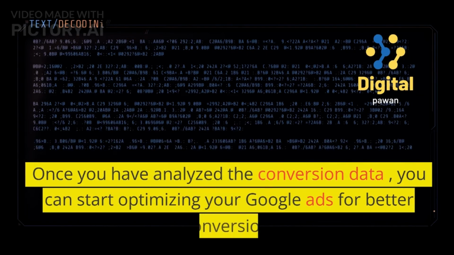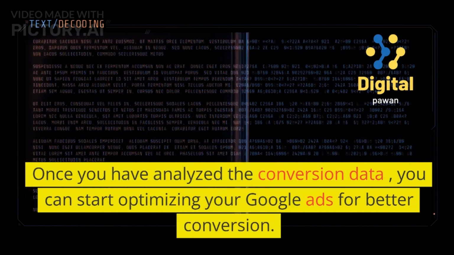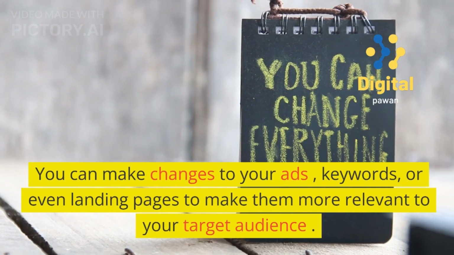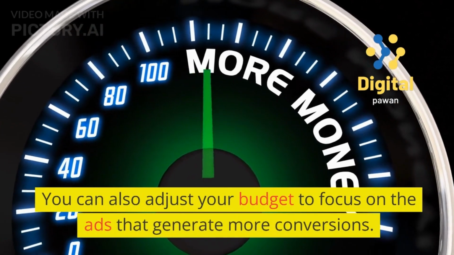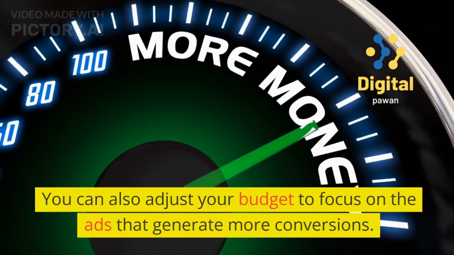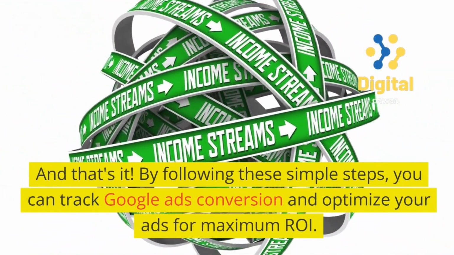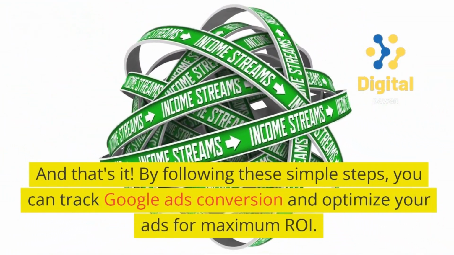Once you have analyzed the conversion data, you can start optimizing your Google Ads for better conversion. You can make changes to your ads, keywords, or even landing pages to make them more relevant to your target audience. You can also adjust your budget to focus on the ads that generate more conversions. And that's it. By following these simple steps, you can track Google Ads conversion and optimize your ads for maximum ROI.